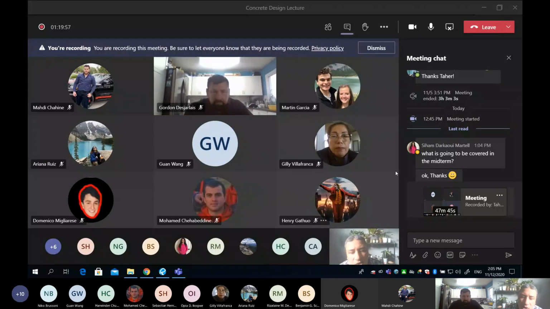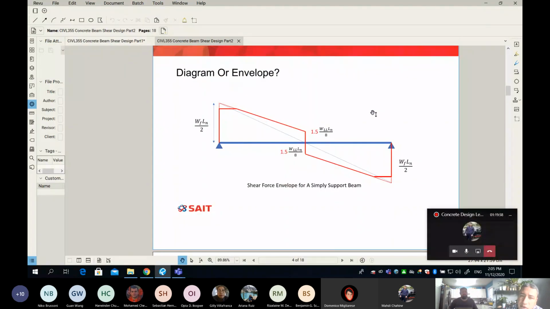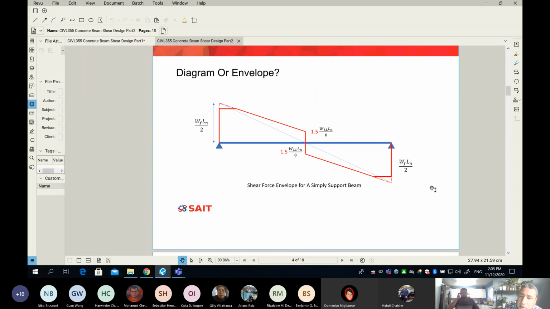So guys, just before the break, we finished our first numerical example, and it was about checking a beam for shear. And I'm going to teach you right now how to design a beam for shear. One more time, what you have seen in the last 10 minutes is how to check a beam in shear. Now you will learn how to design a beam in shear.